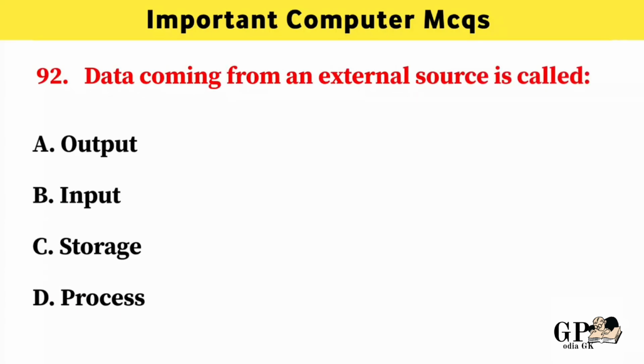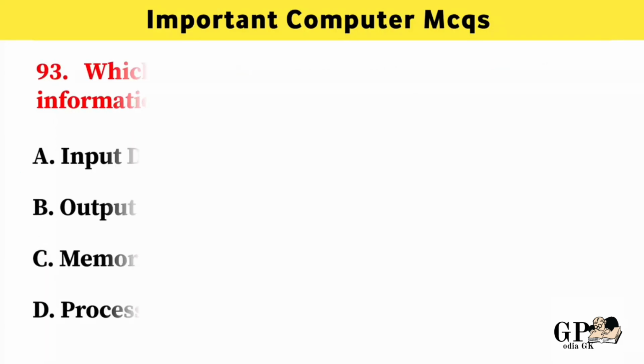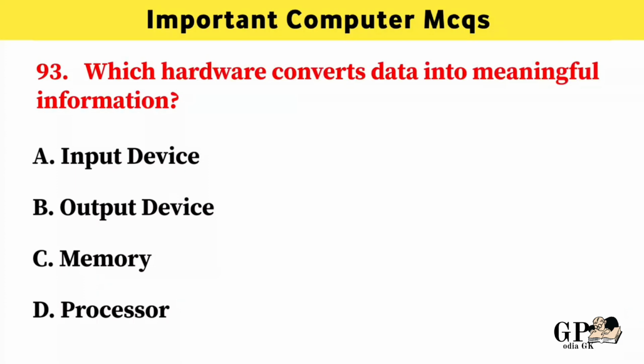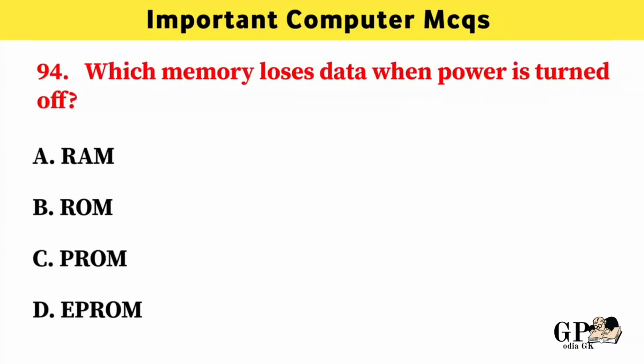Data coming from an external source is called. The correct answer is input. Which hardware converts data into meaningful information? The correct answer is processor. Which memory loses data when power is turned off? The correct answer is RAM.